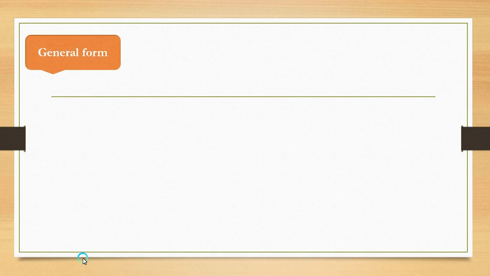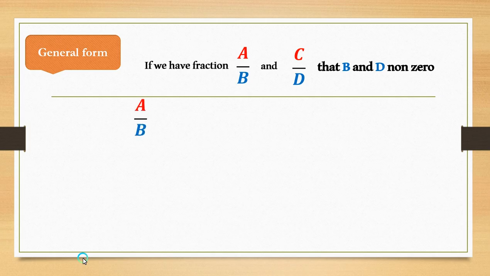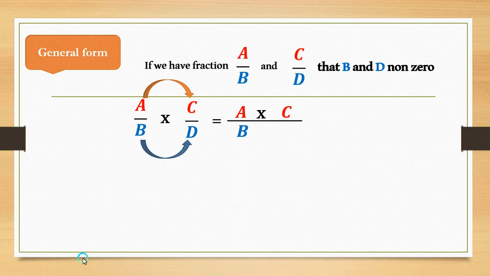So going to the general form, if I have one fraction a over b and a second fraction c over d, sure that b and d are non-zero for our fractions to be defined, I will multiply a over b times c over d. The numerator, the top, will be a times c, and the denominator b times d. So this is the rule, or these are the steps to multiply two fractions.